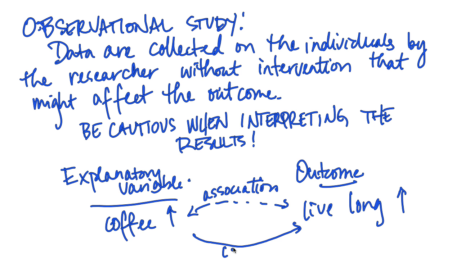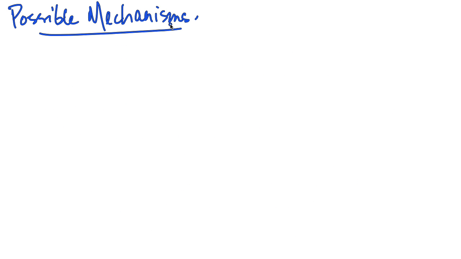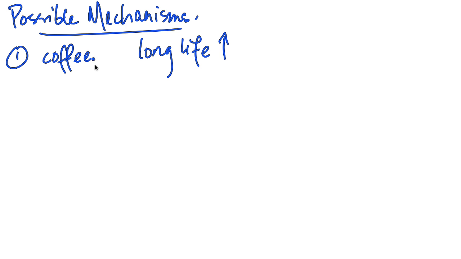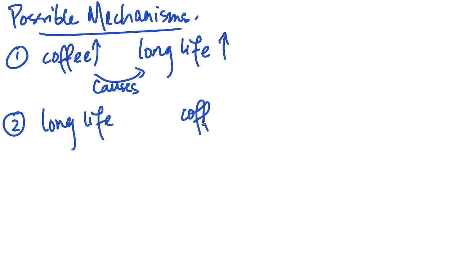It may be tempting to say coffee causes long life, but there are other possible reasons why an association between coffee and longevity may have been observed. In observational studies, there are at least 5 mechanisms that could result in an observed association between the outcome and the explanatory variable. What we'd usually like to show is that changes in the explanatory variable cause the outcome to change. However, sometimes the outcome causes the explanatory variable to change. This is known as reverse causation.